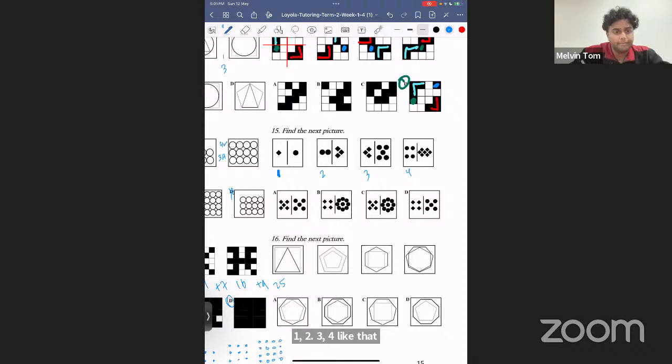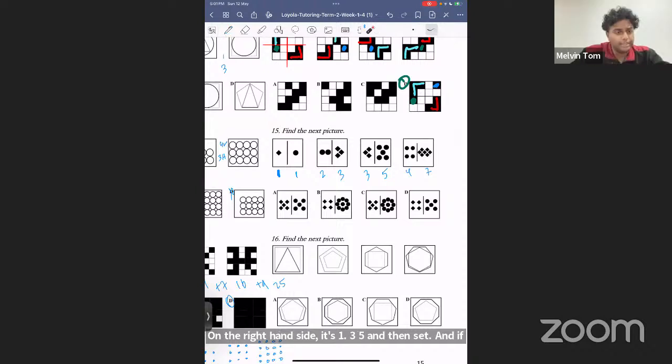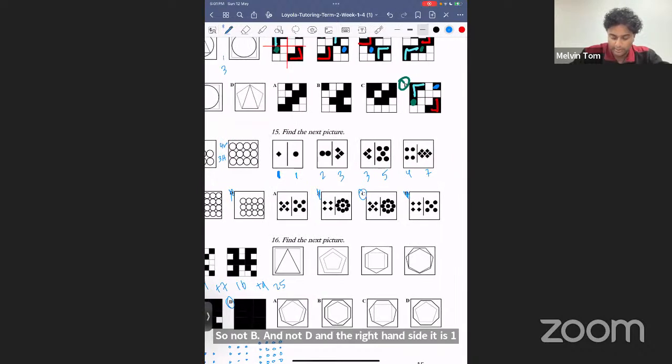On the right hand side, it's 1, 3, 5, and then 7. And if you look at it, the pattern is +1, +1, +1. Next one should be +1. So the left hand side should have 5 dots, so not B and not D. And the right hand side is 1, 3, 5, 7, 9. And the answer is C, not A. Pretty easy.